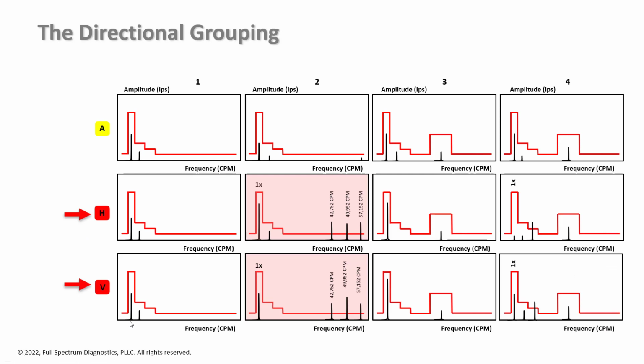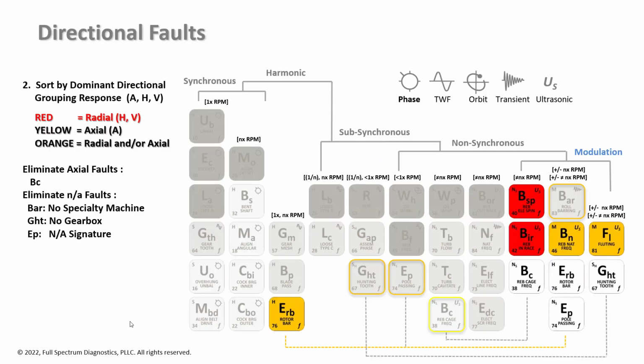Directional grouping. There's horizontal vibration, usually shows up with electrical type pulsations. But you can't really eliminate anything based on those types of faults.